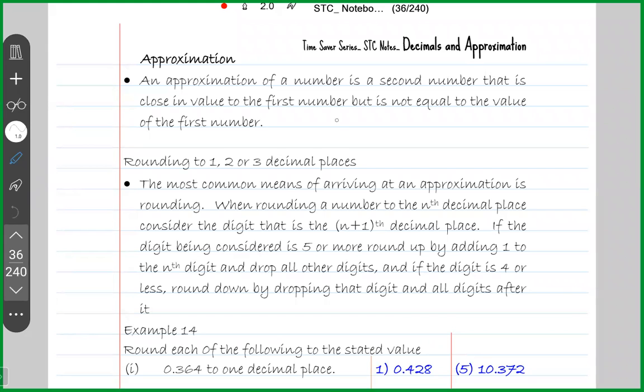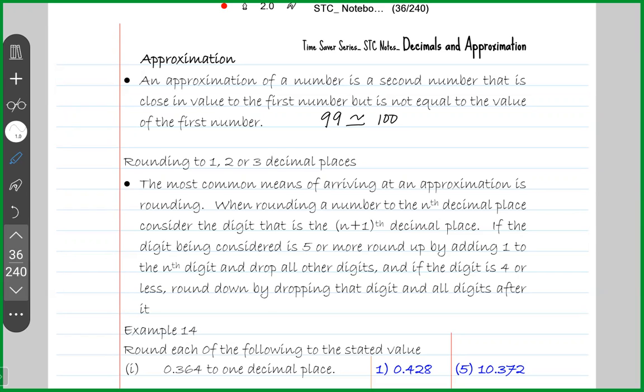So, for example, 99 is approximately 100. 99 is not 100. It is an approximation. It is a stated value that is close to the first value 99, but it's not equal to the first value 99. We said that 100 is an approximation.